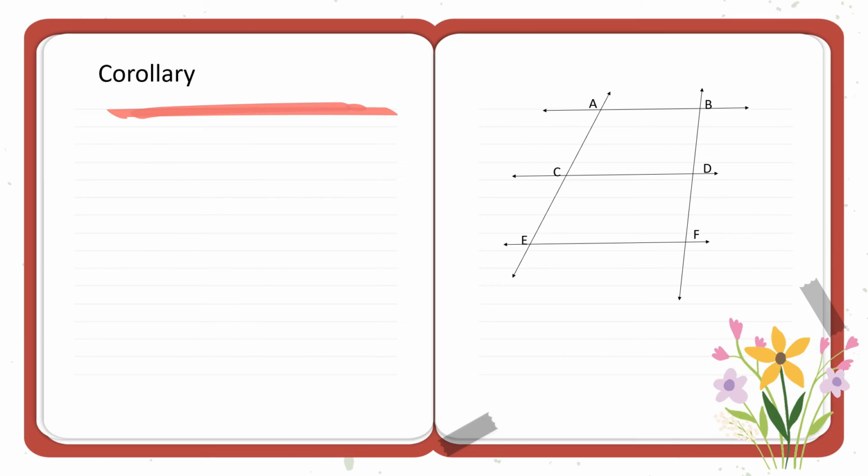Now, a corollary to the previous statement. When you say corollary, it is a proposition that follows from one that is already proven.